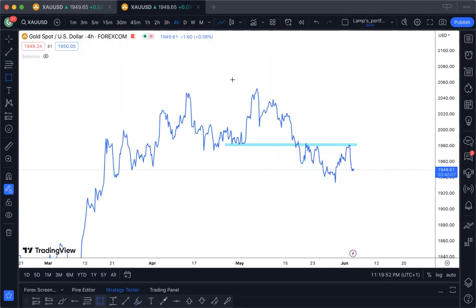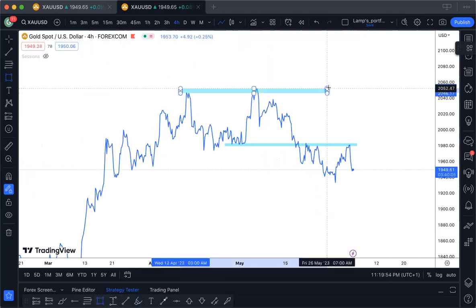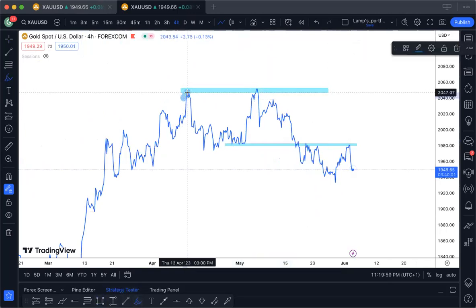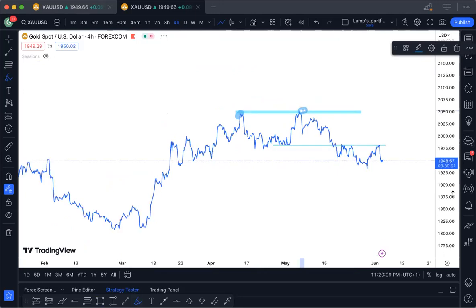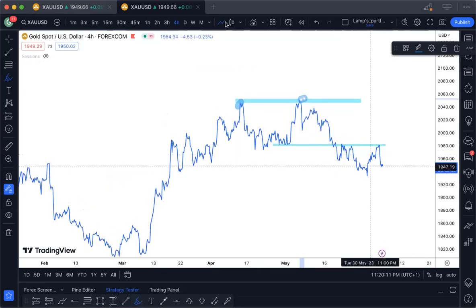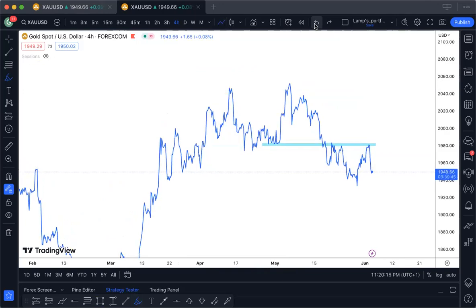Another instance is also here, where the market reacted and came to react at the same level. So now this becomes two major resistance levels, right? Okay. So now we know the resistance and support.